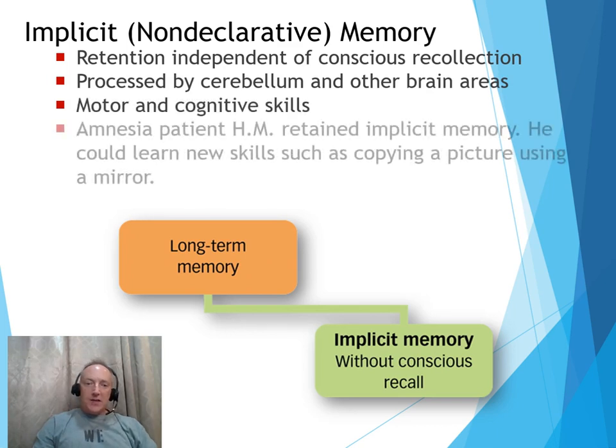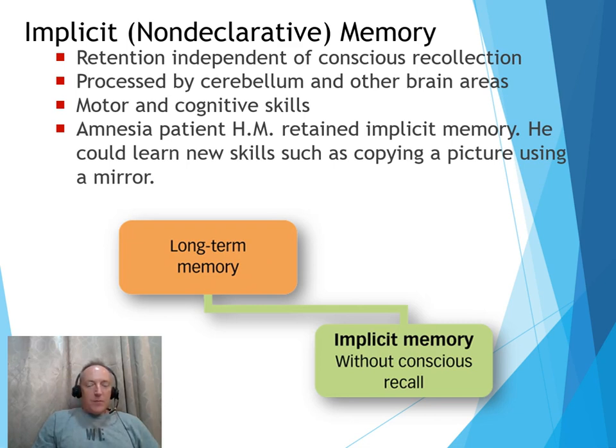These are memories that are processed by other areas of the brain, such as the cerebellum. So for an example, HM learned new procedural skills. He had motor memory. One of the things they taught him was mirror drawing. You would have to look at an image in a mirror and try to copy that image. If you've ever tried to do that, it's a challenging thing to do because you have to consciously tell your hand to do the opposite direction of what it is seeing in the mirror.